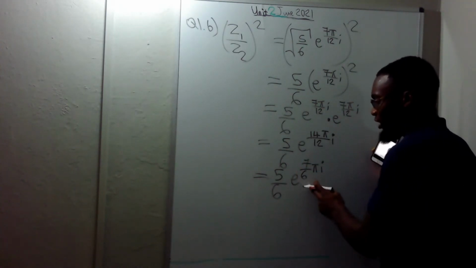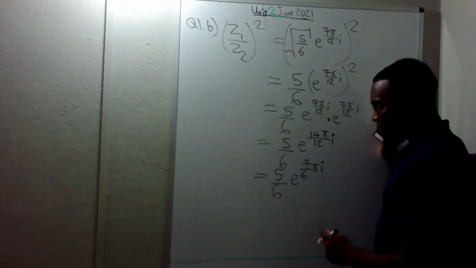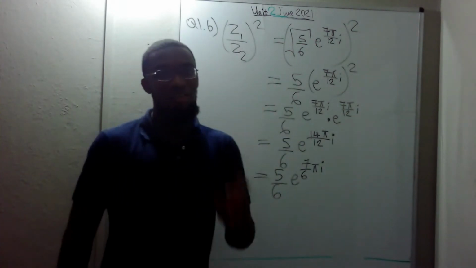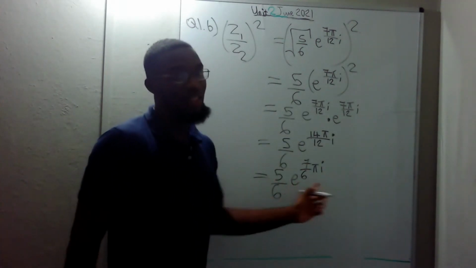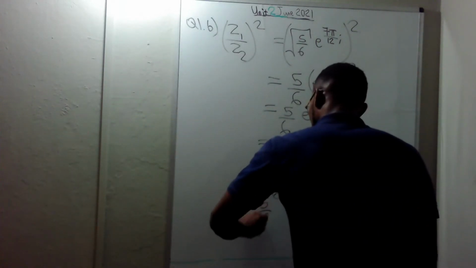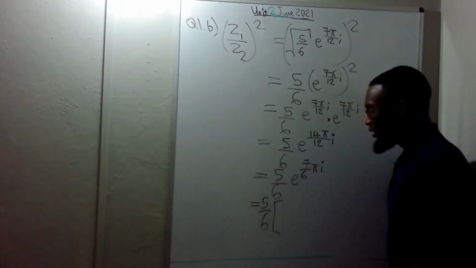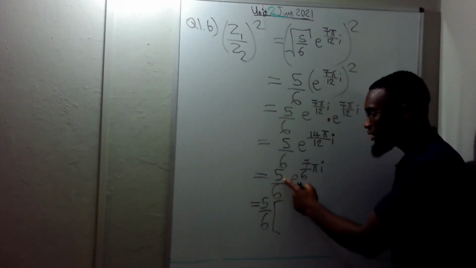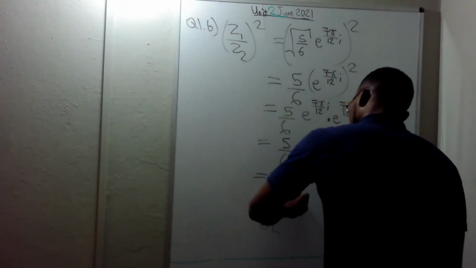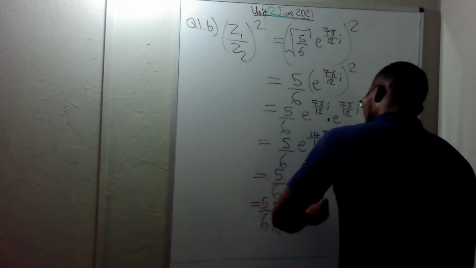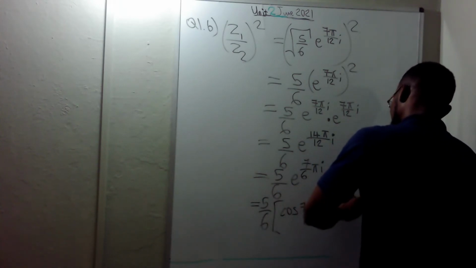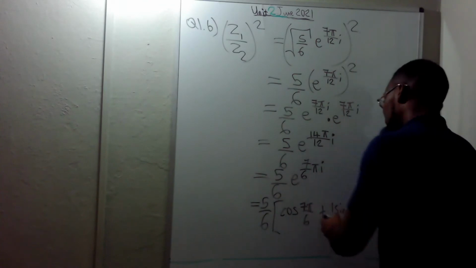But they want the value for this. So since they want the value, we're going to convert this to polar form. Converting it to polar form allows you to get to the value quite easily. So this is now 5 over 6 multiplied by, remember in polar form this is r cos theta, so it is the cosine of 7 pi by 6 plus i sine 7 pi by 6. That will give us the value.